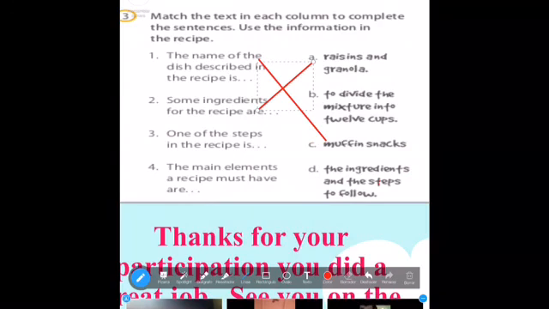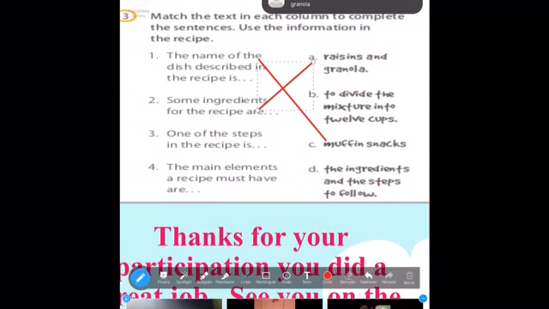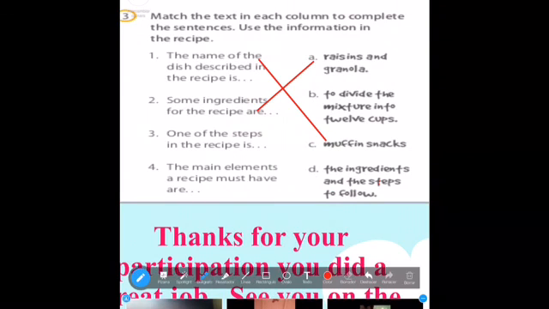Number 3, Mariana. One of the steps in the recipe is letter B, Marianita, or letter C? B. Letter B, exactly. Okay, very good, Mariana. Letter B, the number 3 goes with the letter B. Okay, yes, guys, you have to match them. And finally, Maleni, the number 4.